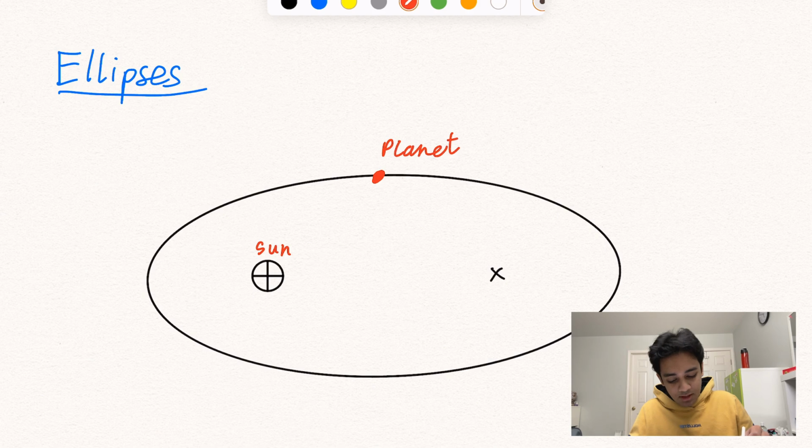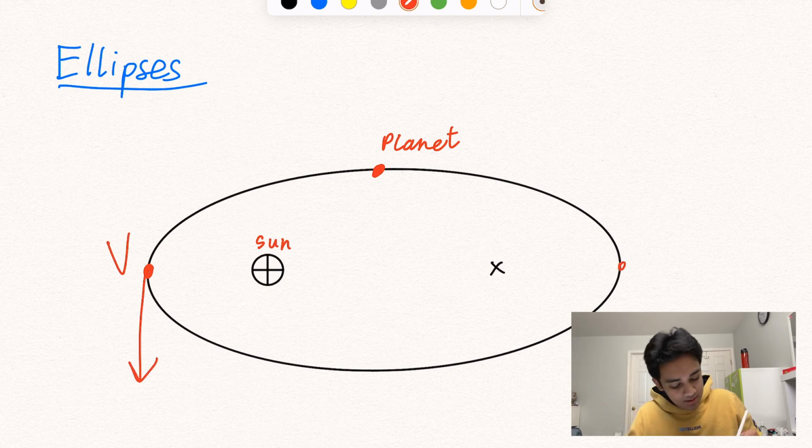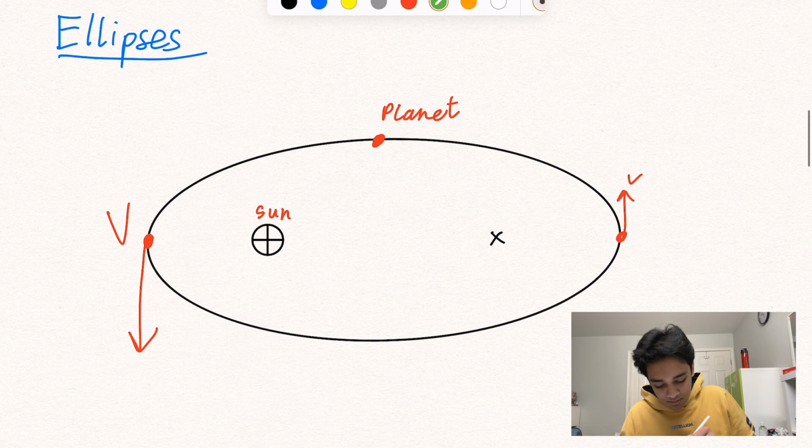So some key things to note is that the velocity of a planet is fastest when it's near the sun, and it's smallest when it's furthest away from the sun. So as the planet gets closer to the sun, it moves faster, and as it moves further away from the sun, because you can see that this distance is clearly smaller than this distance, the velocity decreases.